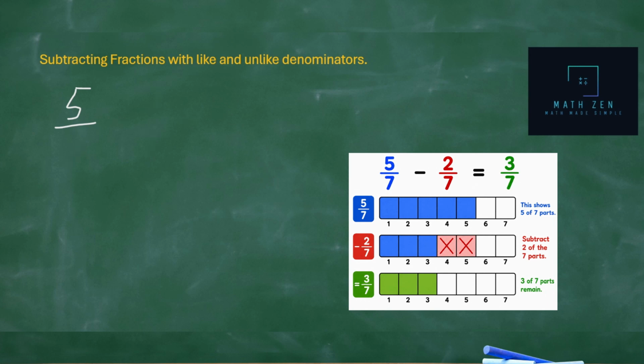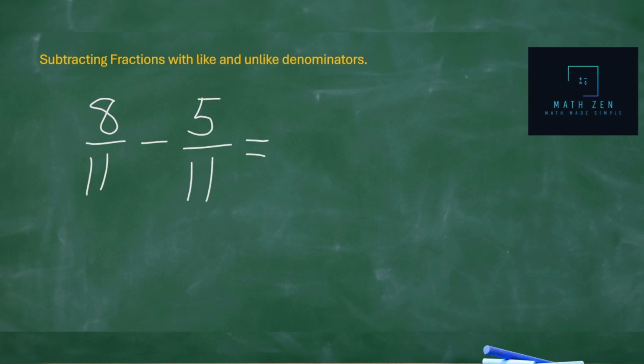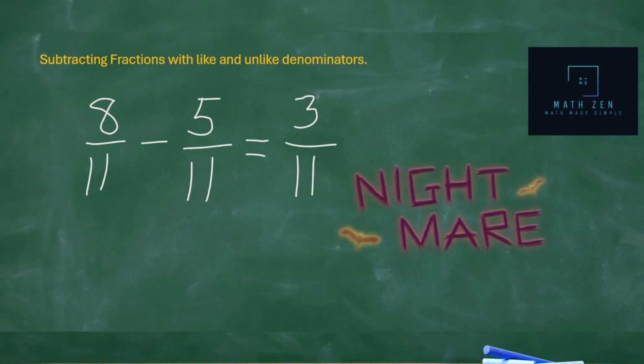Let me go ahead and delete this first. And our new problem is going to be 8/11 minus 5/11. And literally the only math you have to do is 8 minus 5, which is going to leave us with 3 over 11. I promise, adding and subtracting fractions does not need to be the big bad nightmare that it is for some of you.